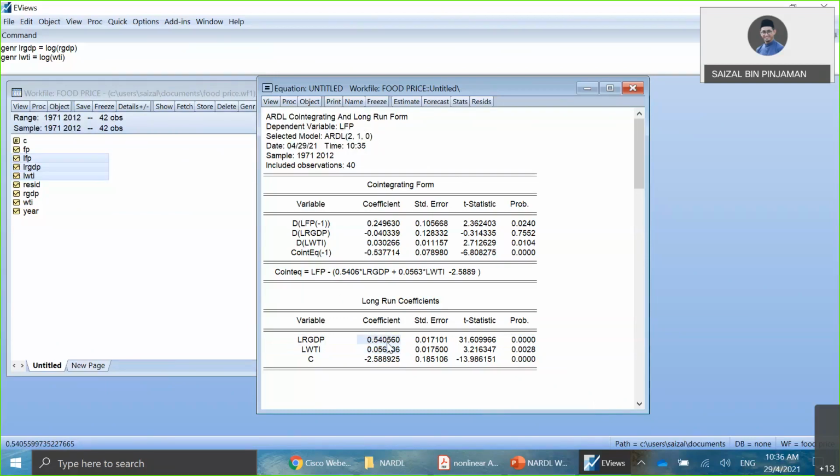Based on this, you can also see that the coefficient value for gross domestic product is significantly larger than the coefficient value of the fuel price. It may imply that GDP is dominant in influencing the food price compared to the fuel price.